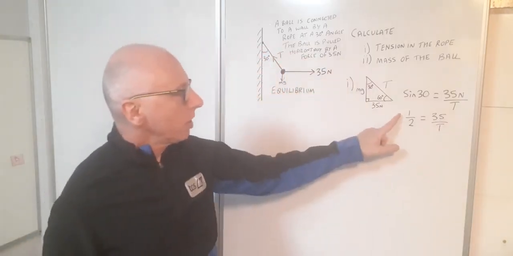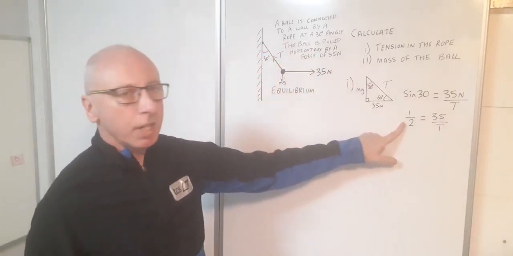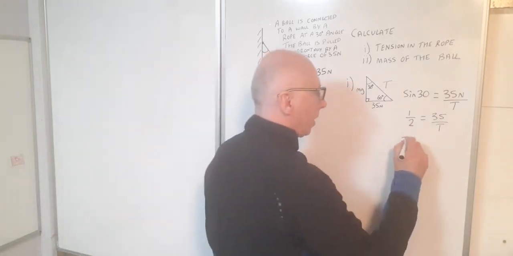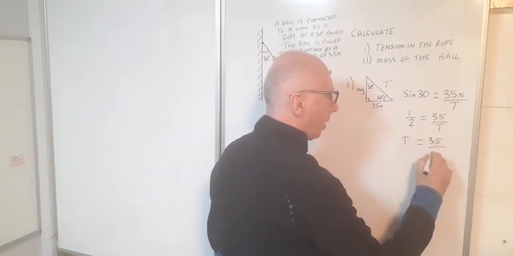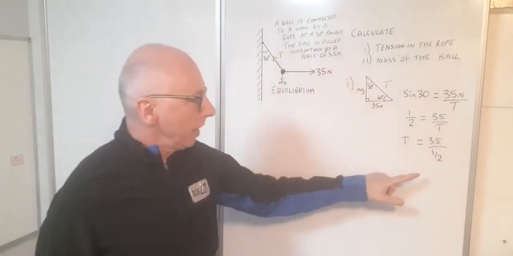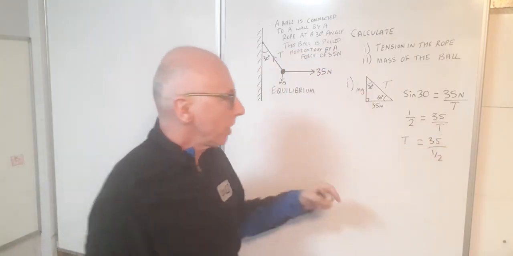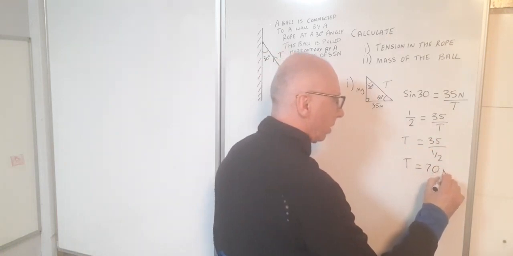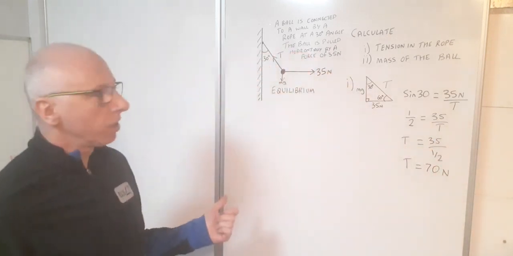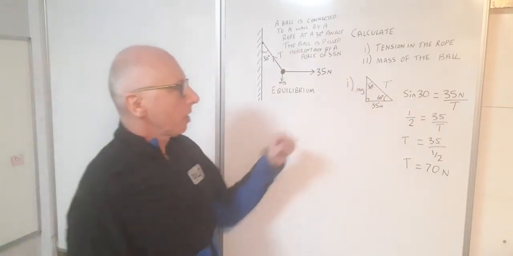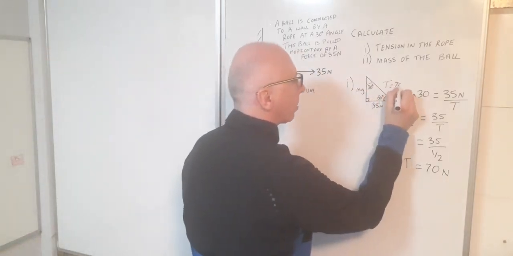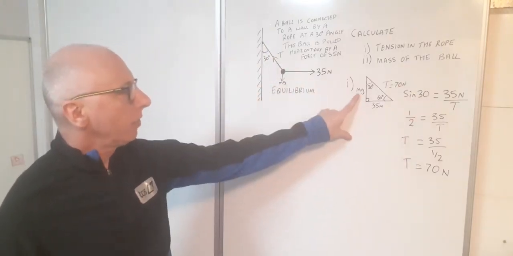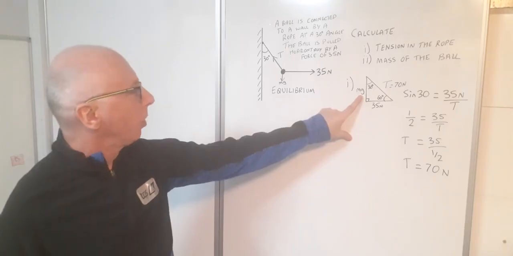So now what I can do is divide both sides by a half and multiply both sides by T. So then I've got T equals 35 over a half. Then I can multiply this 2 with my numerator. So therefore T equals 70 newtons. So that's the tension in the rope. So I can put that into my diagram. So T equals 70, and it's in newtons. That's the key bit. Now I need to find what's the weight of the ball.